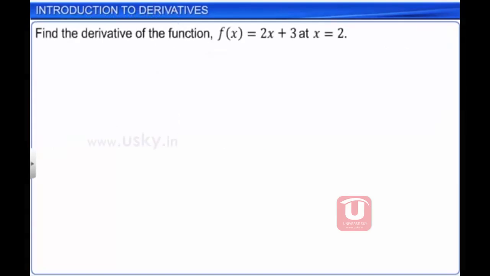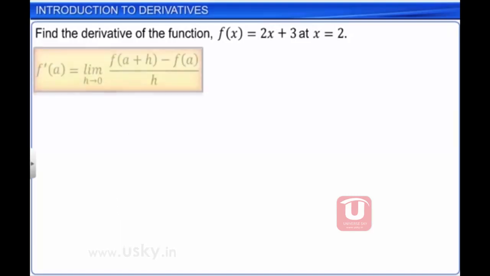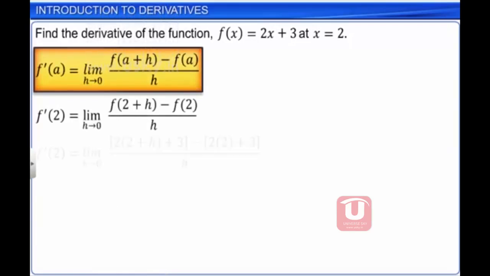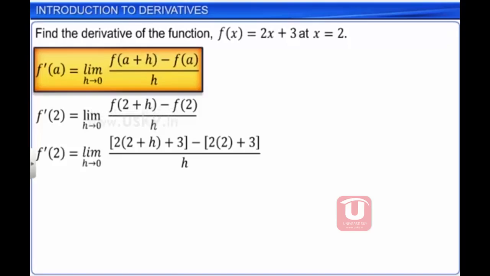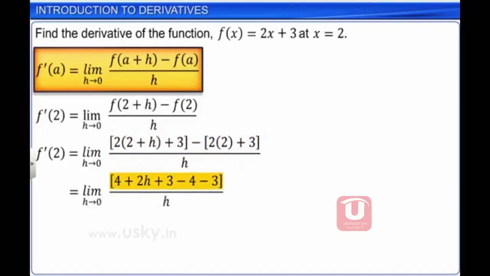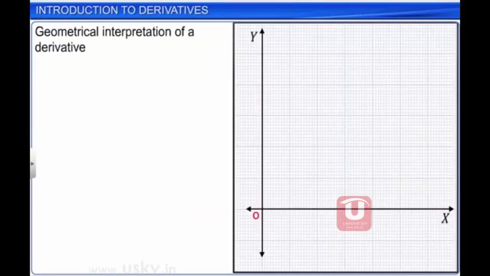Find the derivative of the function given at x is equal to 2. The derivative is found as shown. Now, we will simplify the numerator. Therefore, the derivative of the function 2x plus 3 at x is equal to 2 is equal to 2. Now, we will look at the geometrical interpretation of a derivative.